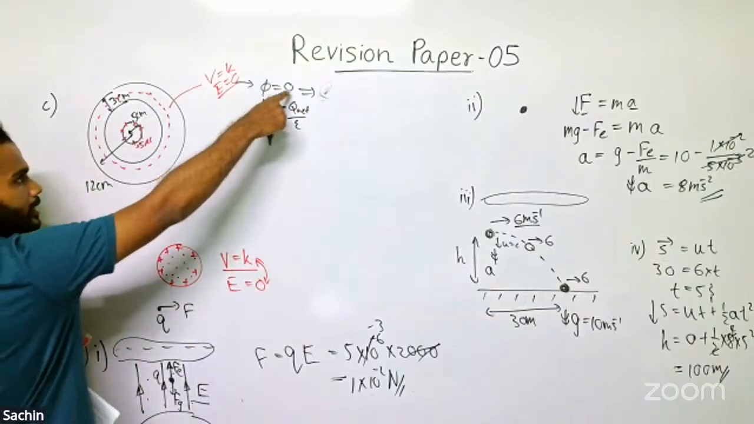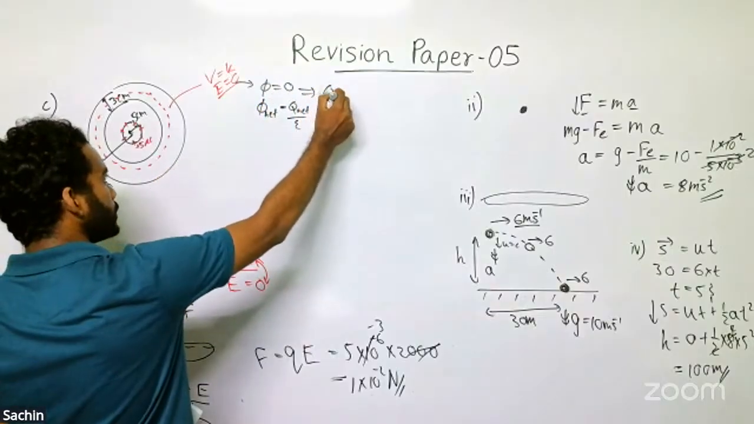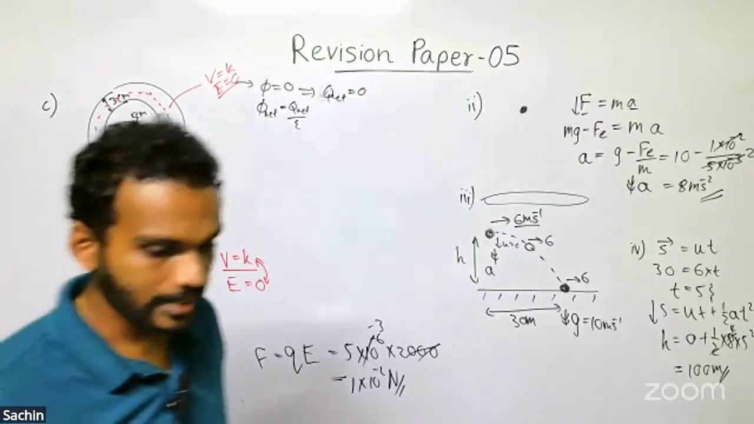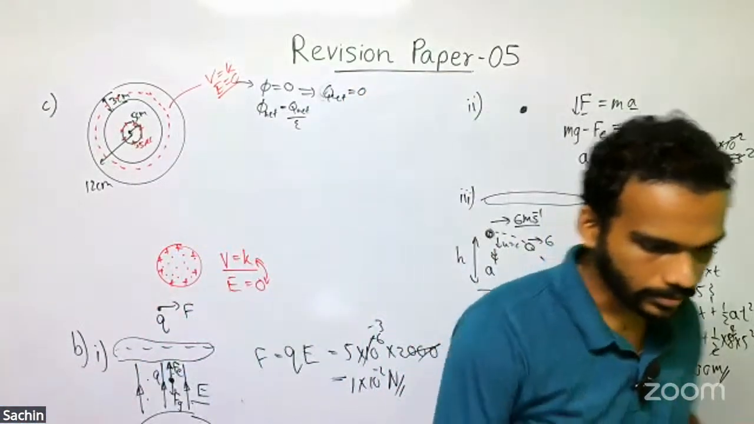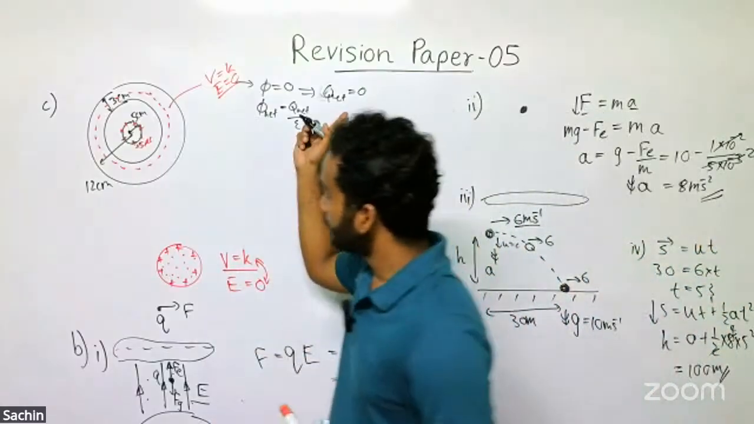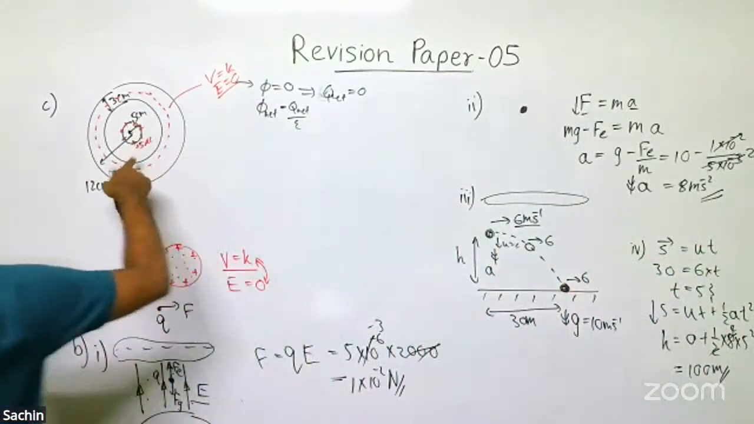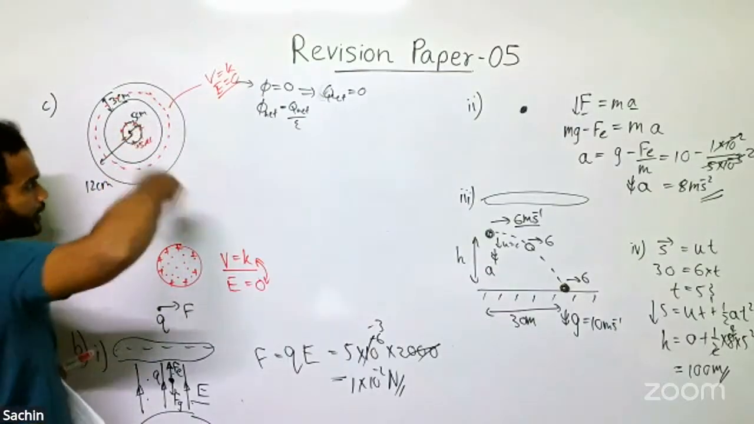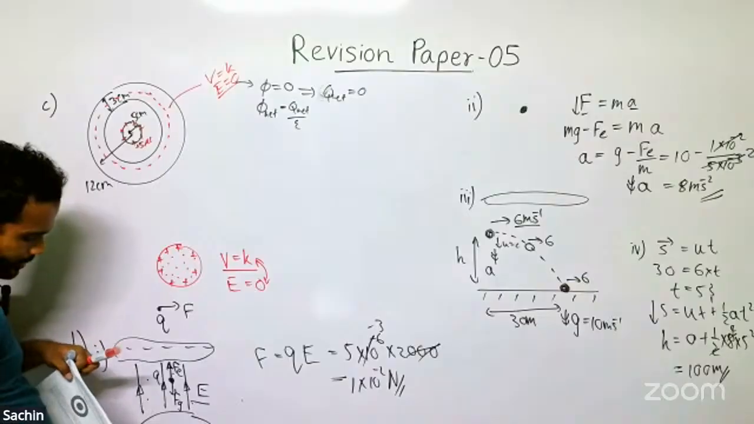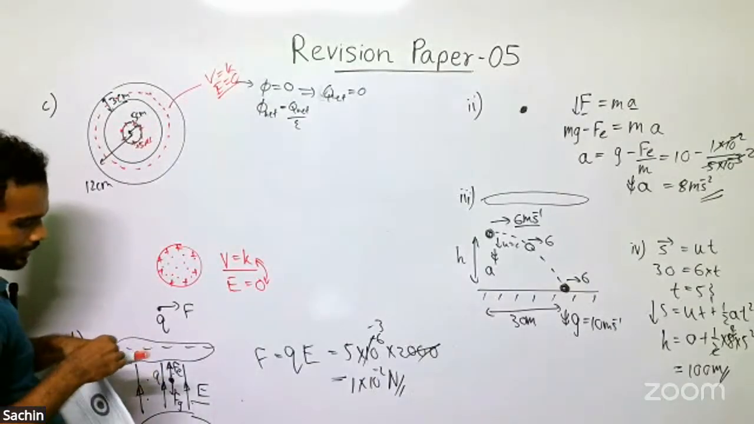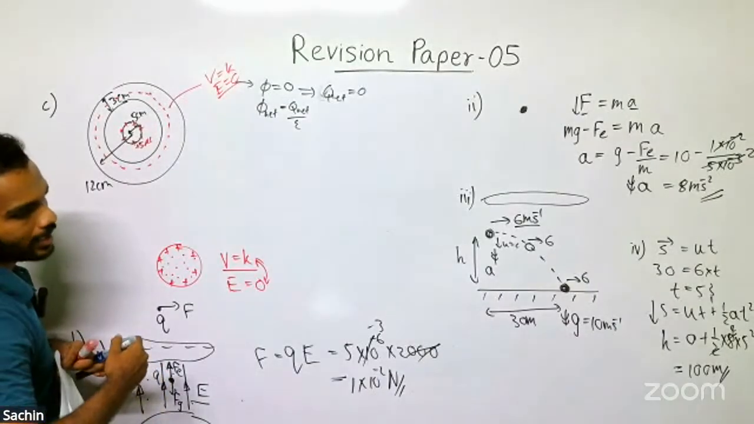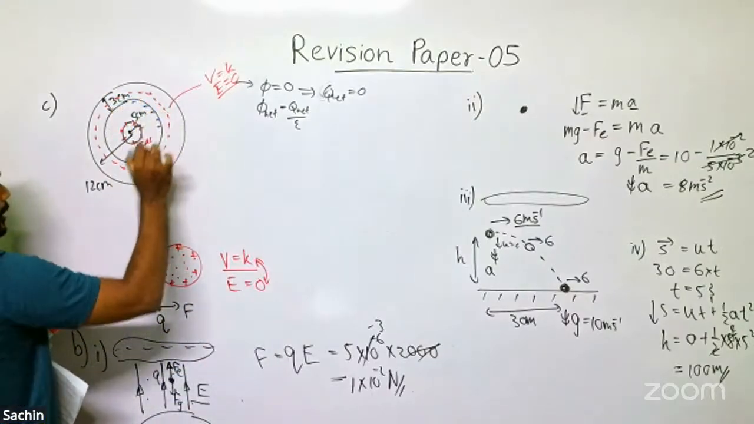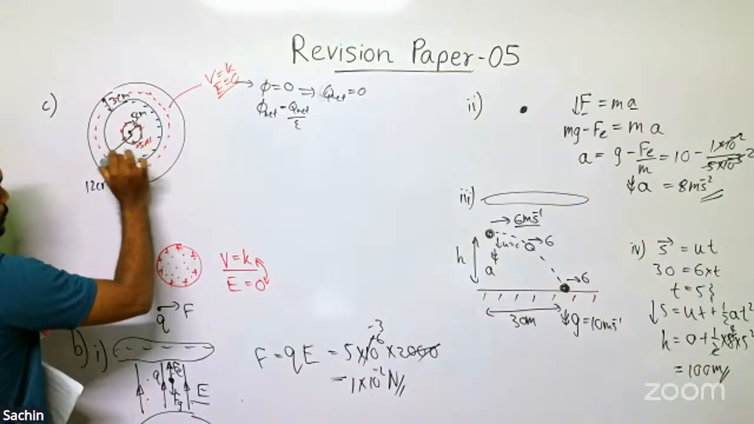So if you want to make the net flux 0, you have to ensure the net charge inside the Gaussian surface is 0. Okay. So the net charge inside the Gaussian surface should be 0. There is a plus 5 microcoulomb charge. So to make the total charge 0, there will be the opposite charge induced in the inner surface of this conducting shell. This is what conductors always do.